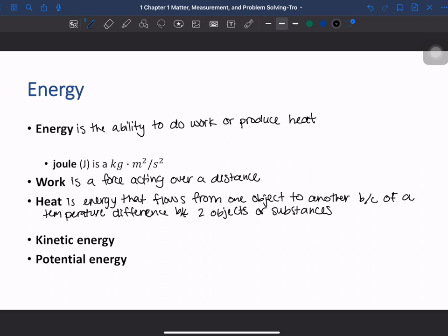Now, kinetic energy is the energy of motion. And so kinetic energy is really the energy due to the movement of an object, whereas potential energy is the energy stored. And this is usually due to position.